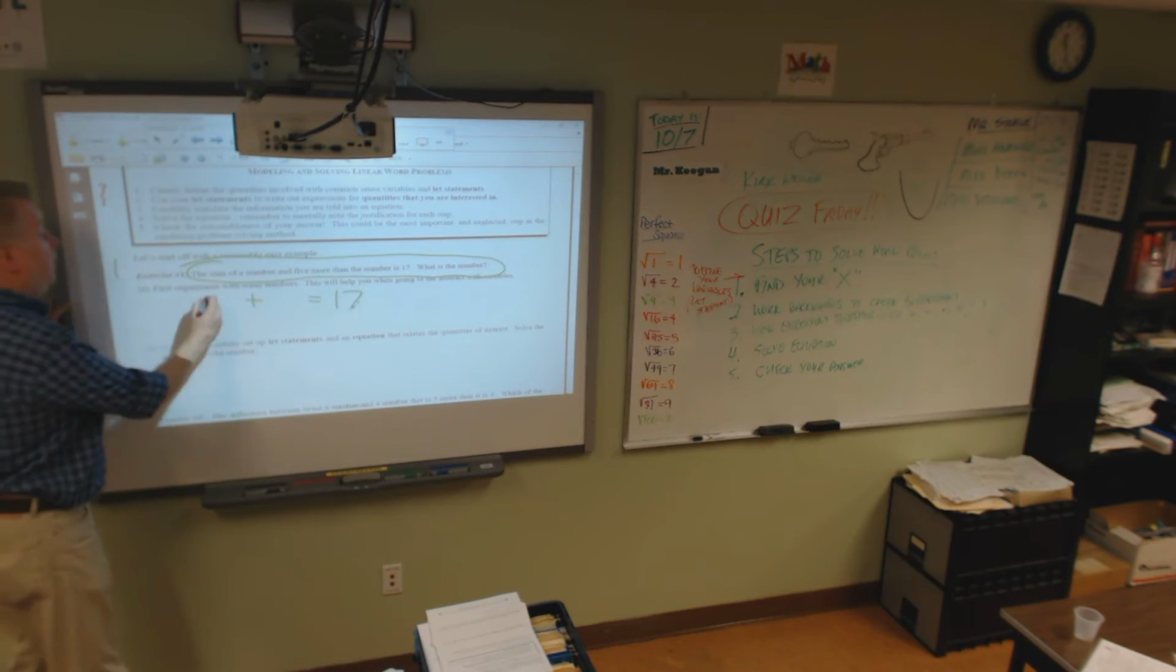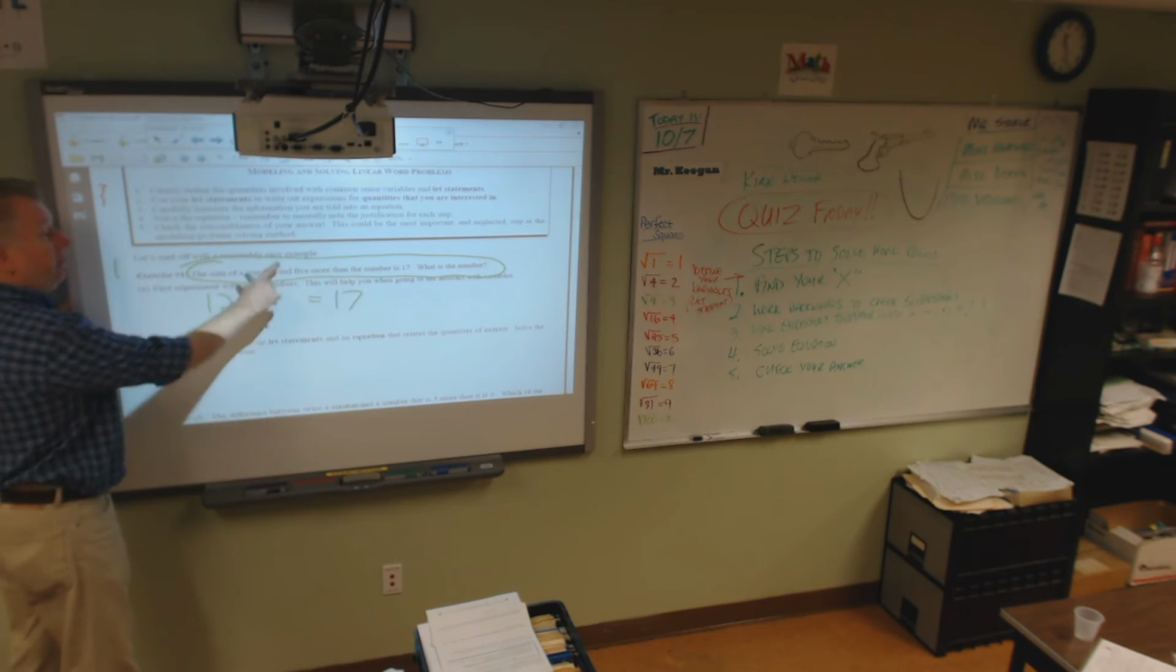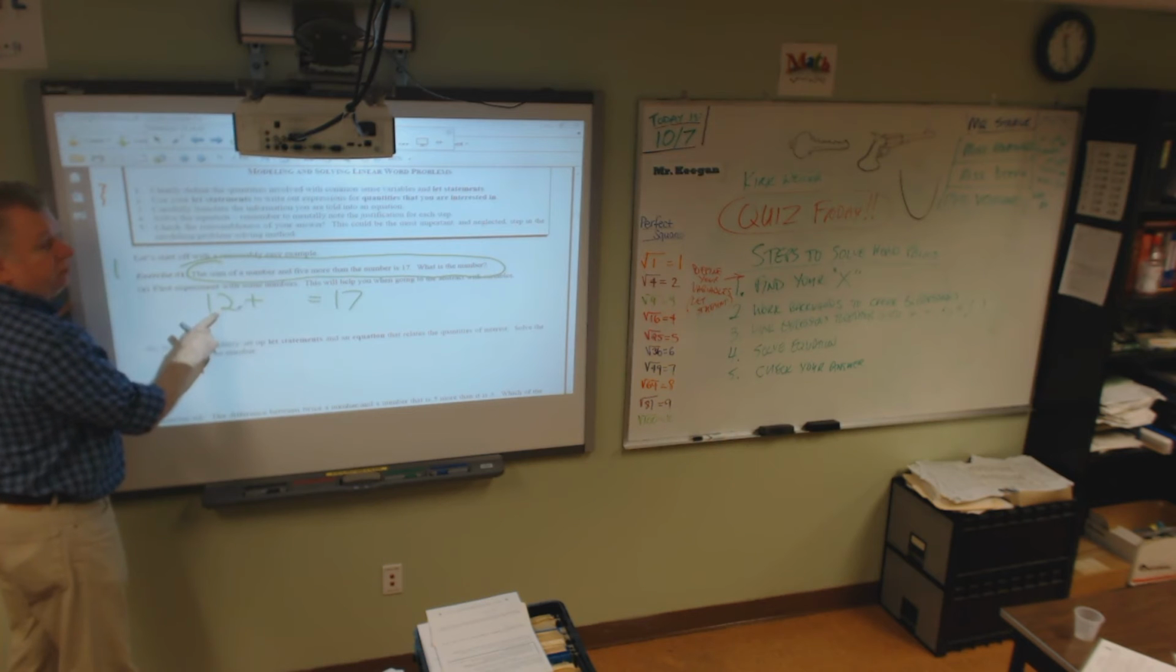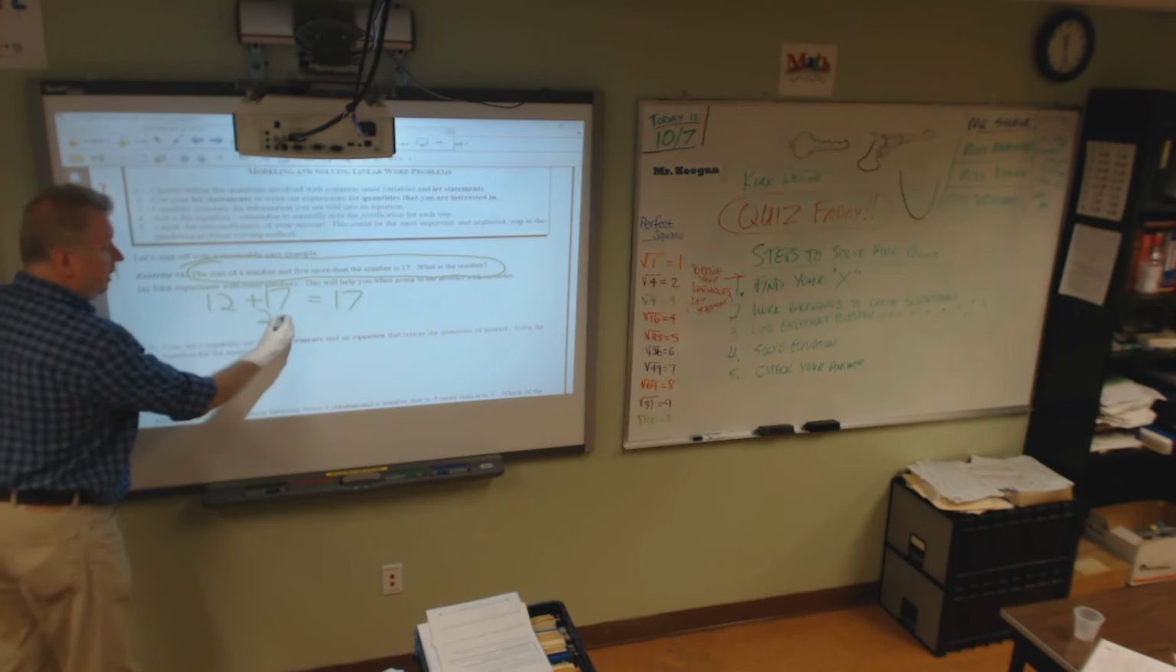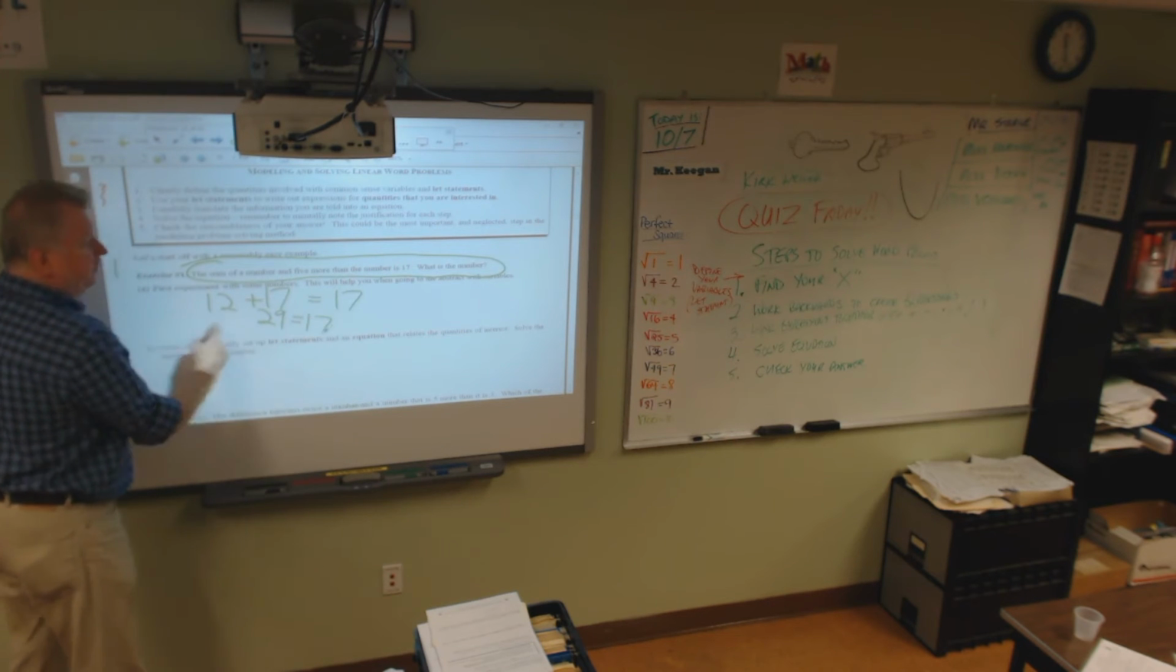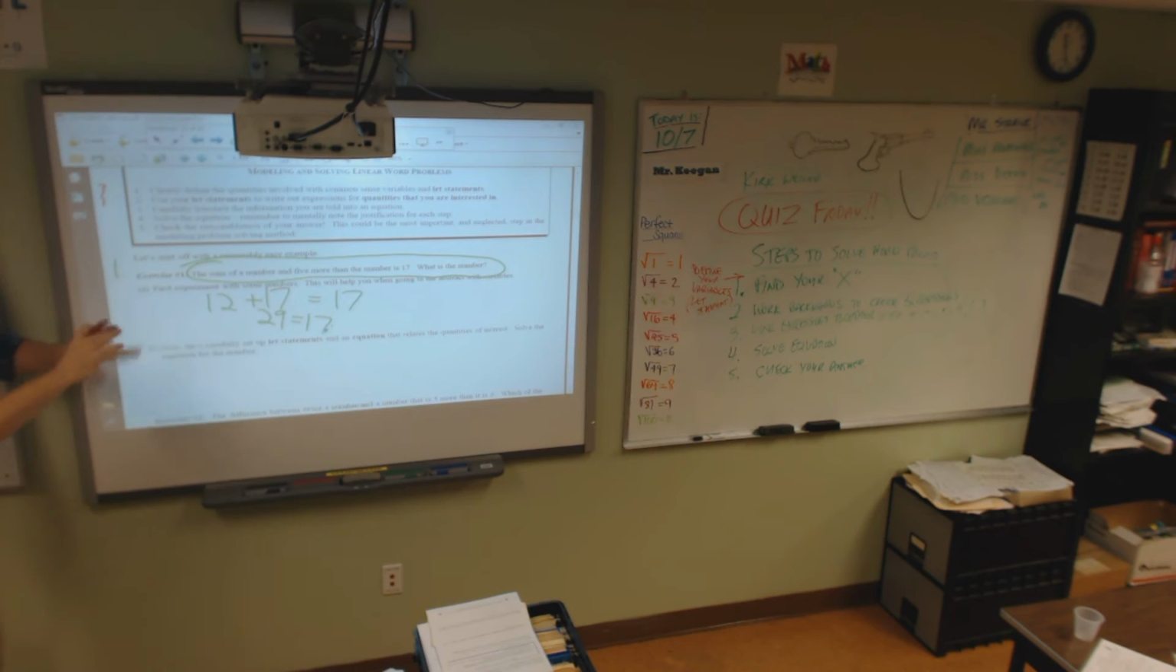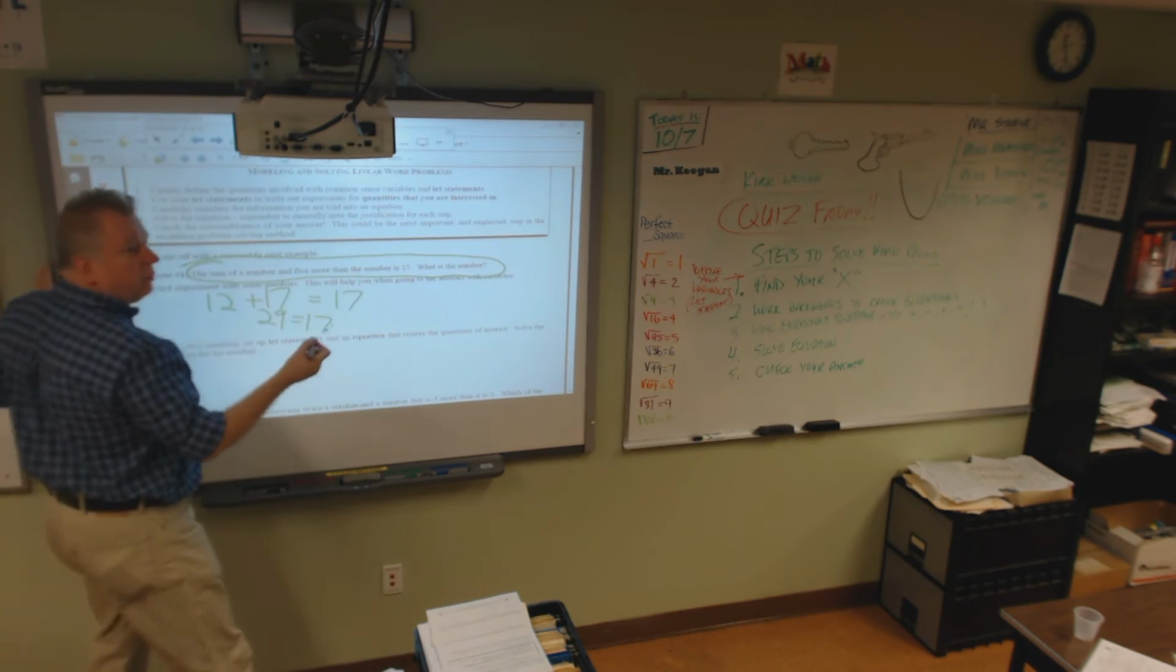12? So it's the sum of a number and 5 more than a number. What's 5 more than 12? So this would actually be 29. So our guess was too high, right? We're doing a sort of guess and check for a second. So it has to be smaller than 12, obviously, right? Anybody want to try another one?